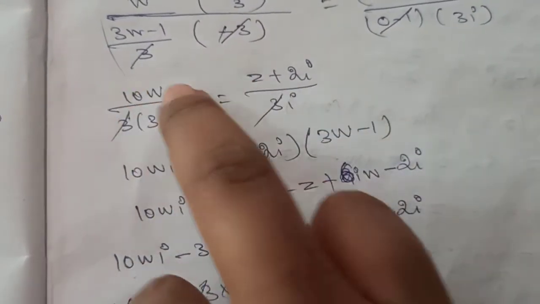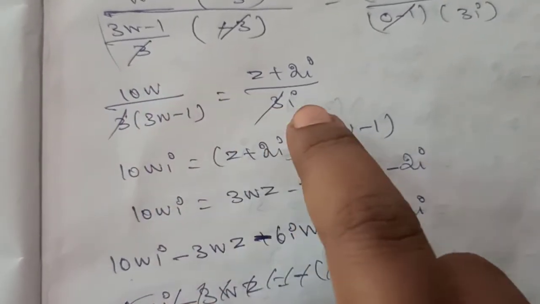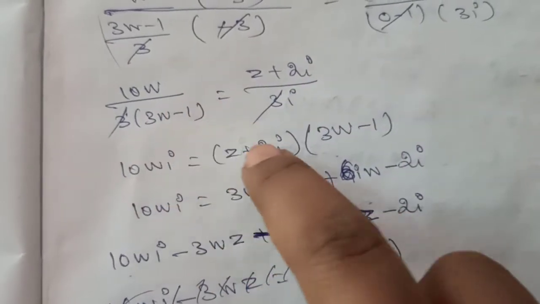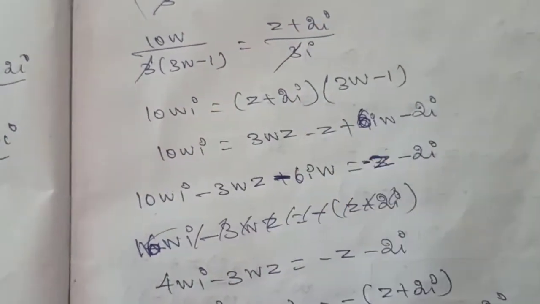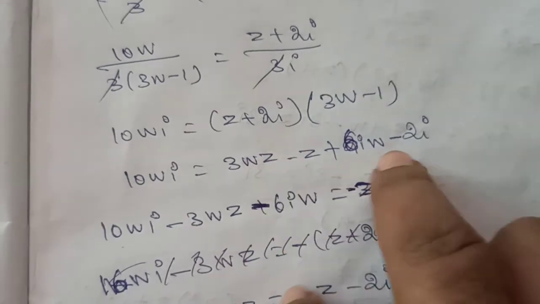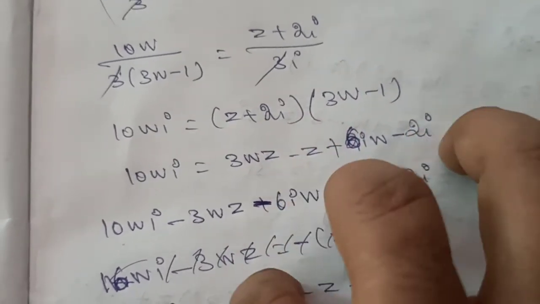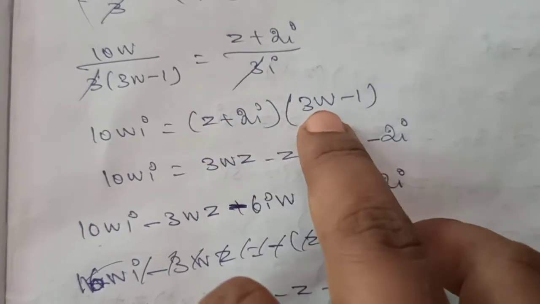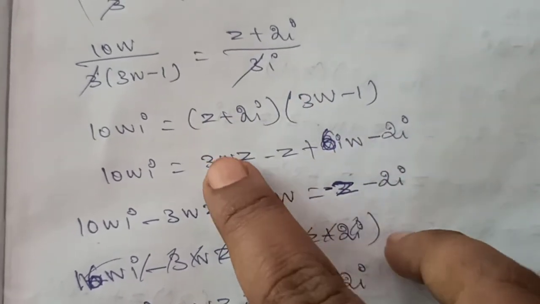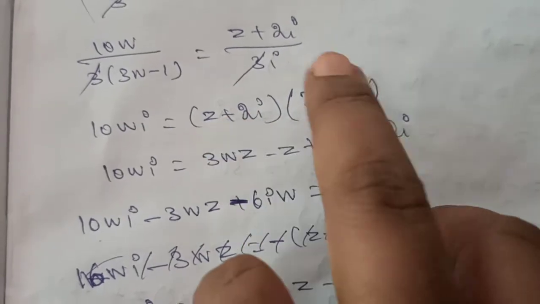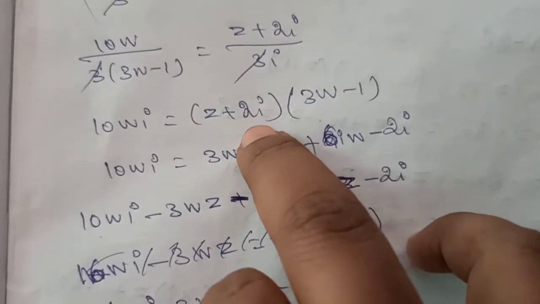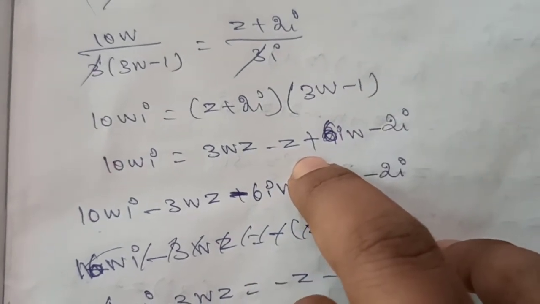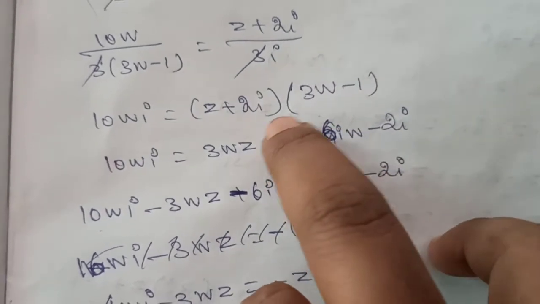Here on the left and right hand sides 3 is common, so cancel it. Using cross multiplication, 10wi is equal to (z plus 2i) into (3w minus 1). Then multiply the two factors on the right side: z into 3w is 3wz, z into minus 1 is minus z, 2i into 3w is 6wi, and 2i into minus 1 is minus 2i.